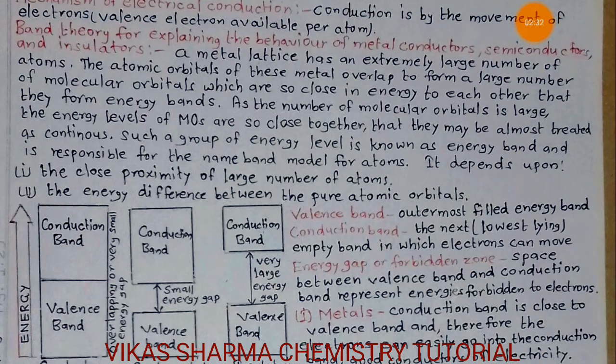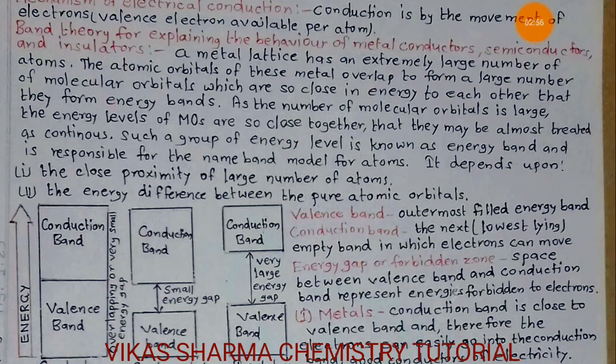A metal lattice has an extremely large number of atoms. The atomic orbitals of these metals overlap to form a large number of molecular orbitals, which are so close in energy to each other that they form an energy band. As the number of molecular orbitals is large, the energy levels of molecular orbitals are so close together that they may be almost treated as continuous.